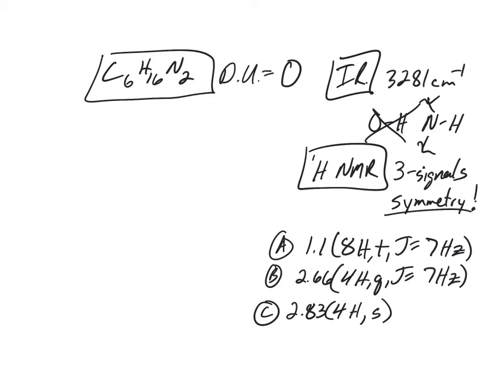And then there's a hint. This is a weird hint. It says the triplet at 1.1 conceals another broad resonance that contributes to the integral. When you hear broad, what does that make you think of? OH, but not in this case because there's no O, so it's going to be NH.